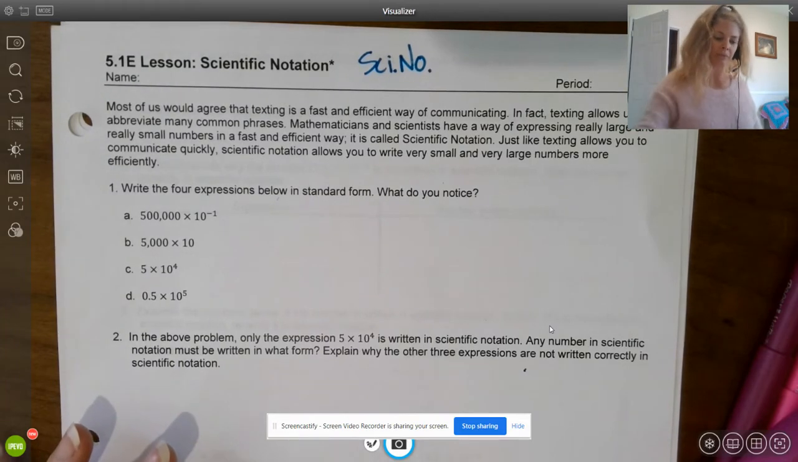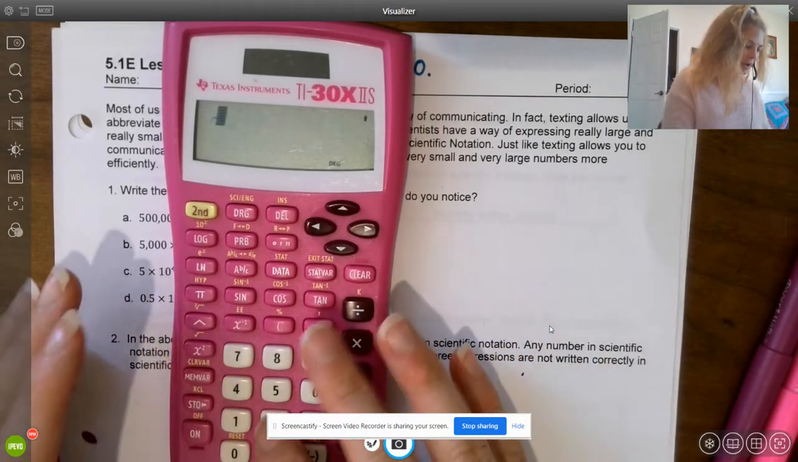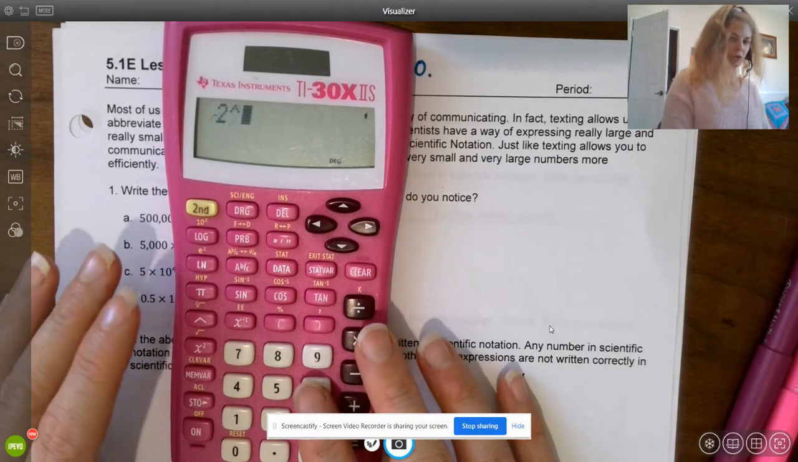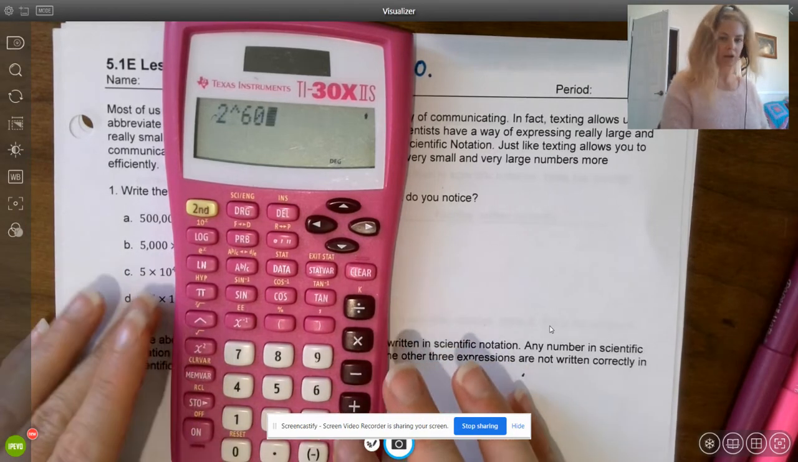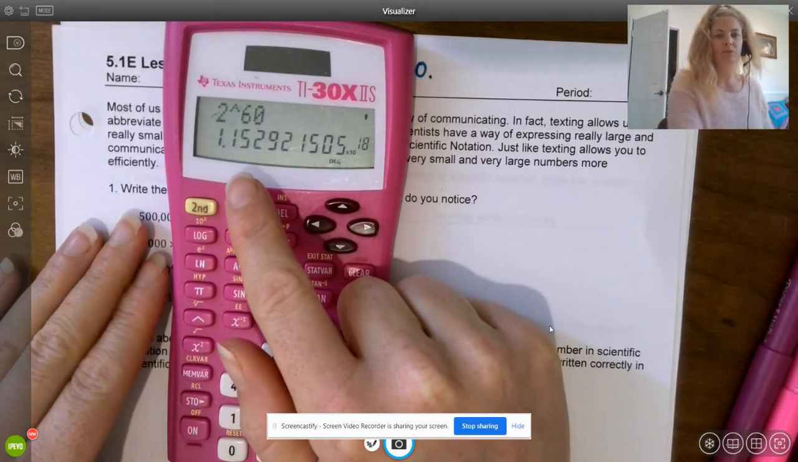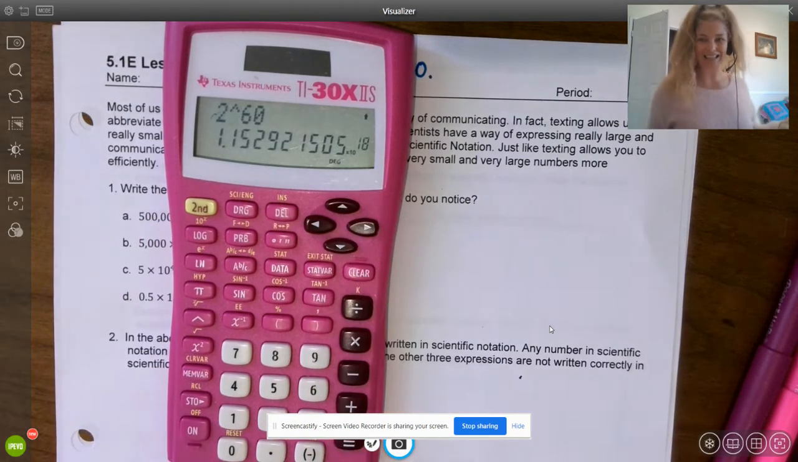For example, if I use my calculator, we all know 2 raised to the third power is 8. What if I raise 2 to a power that's so large, it doesn't fit in my calculator anymore? That's where scientific notation comes in handy. Notice it puts it as 1.152921505 times 10 to the 18th power.